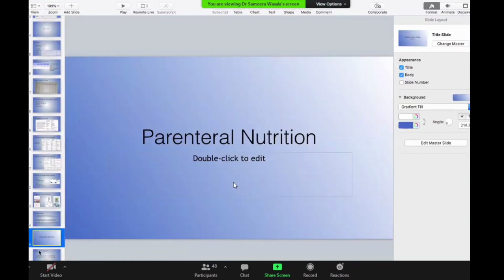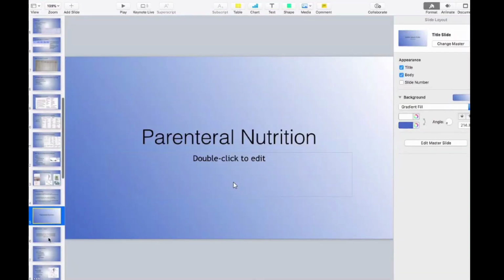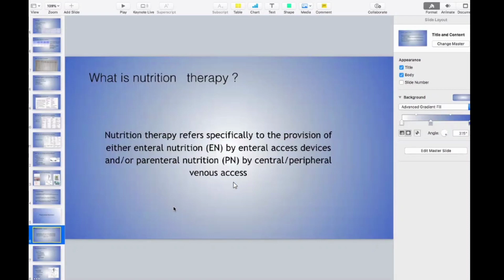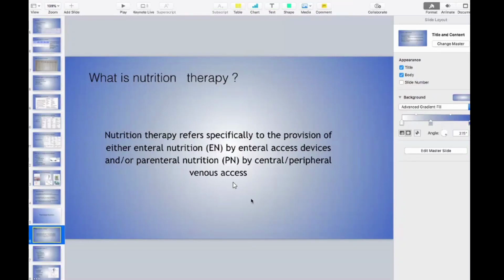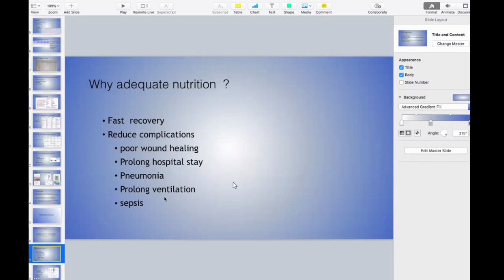No? Okay, so now parenteral nutrition. What is parenteral nutrition? It is a nutrition therapy. Nutrition therapy is given either enterally or parenterally to any patient. Parenteral nutrition means through a venous access, while enteral nutrition is through the gut. Why do you want parenteral nutrition?